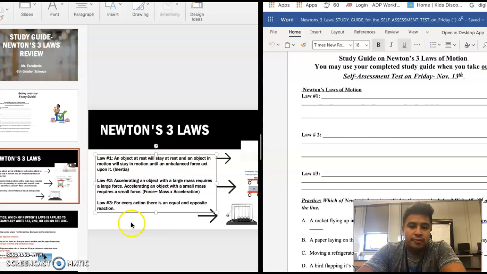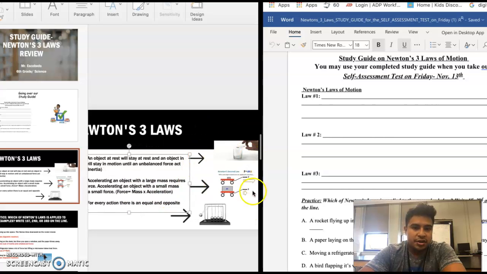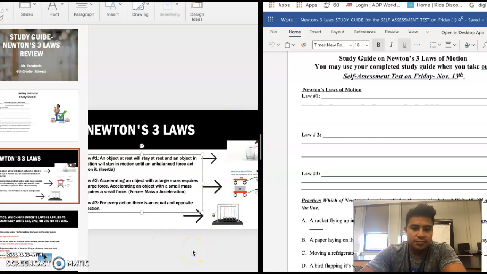Number two, accelerating an object with a large mass requires a large force. Accelerating an object with a small mass requires a small force. And our golden formula is force equals mass times acceleration. I also put images here. This PowerPoint will be available for you guys if you need to review.